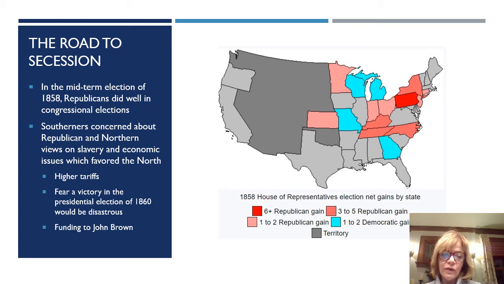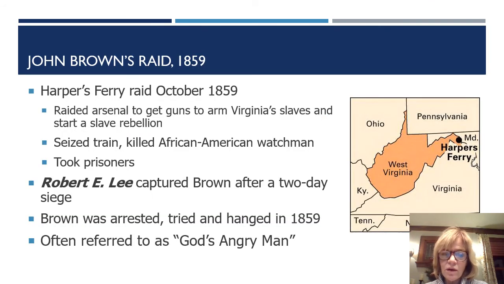So what they do is they start to push for their agenda, right? Southerners are concerned that the Republicans and the Northern view on slavery and economic issues, which favored the North, they'd start getting higher tariffs. They'd get the presidential election. And then through John Brown's actions, all this is going to lead to their secession. All right, so John Brown's raid.